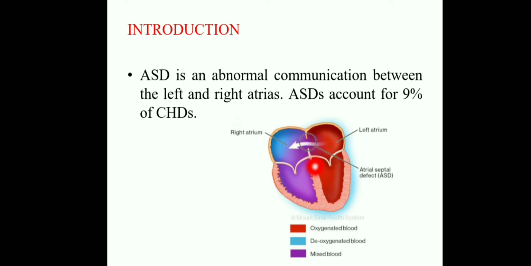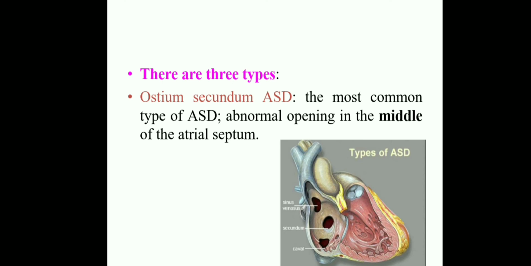What happened here, the passage from left to right atrium will be there. Here the deoxygenated blood may enter into the oxygenated side, and oxygenated blood again enters into the deoxygenated side. This is happening in the atrial septal defects. Here the atrial septal defect has three types. Look at this picture, it has three types of atrial septal defects. First one is sinus venosus, and second one is ostium secundum, and ostium primum. These are the conditions.